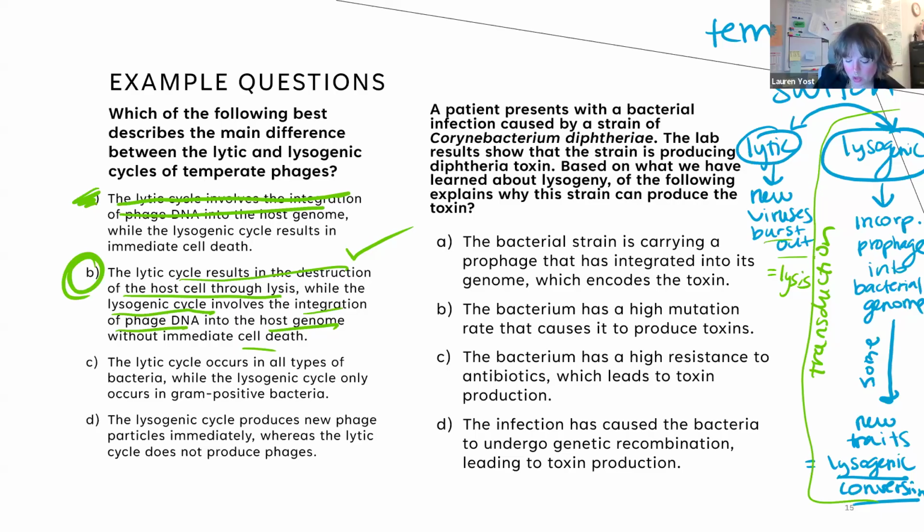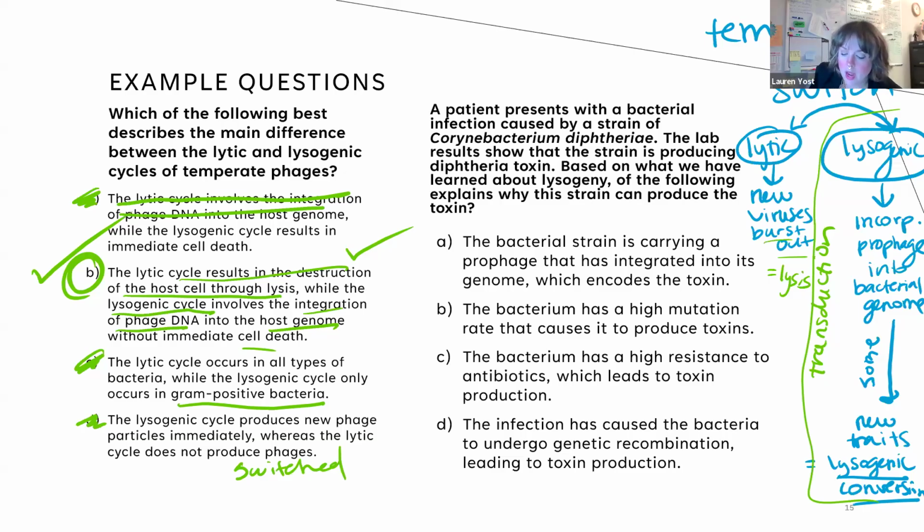C, the lytic cycle occurs in all types of bacteria, while the lysogenic cycle only occurs in gram-positive. That's where it went wild. Okay, no, not just gram-positives. We didn't say anything about gram-positive versus gram-negative with any of these phages. So that's not happening. D, the lysogenic cycle produces new phage particles immediately, whereas the lytic cycle does not produce phages. These are switched. So B is our answer.